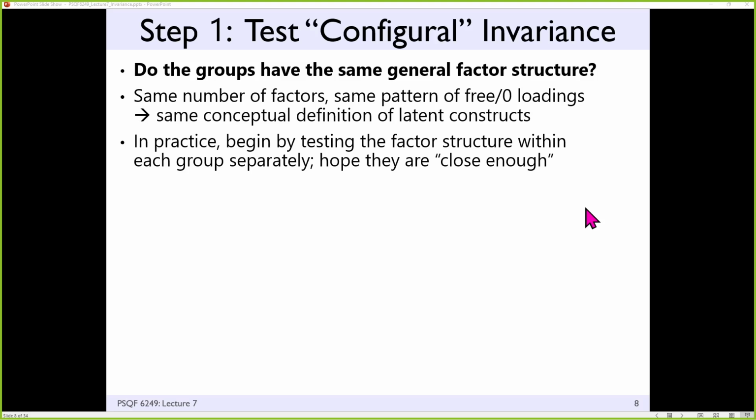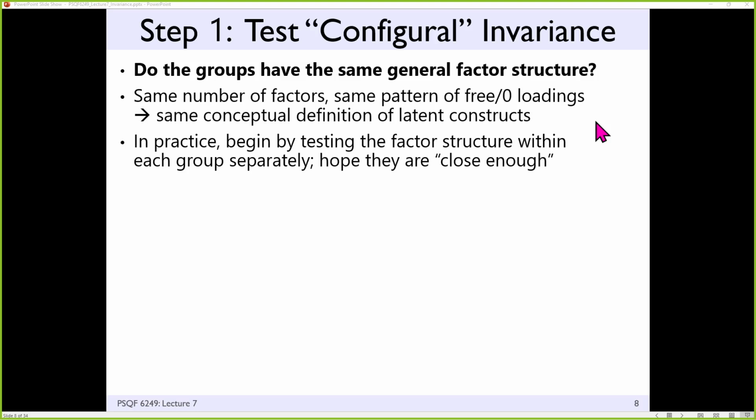Configural invariance means, do the groups have the same factor structure? Does a two-factor model work in both groups? It's at the highest possible level. So the same number of factors, the same pattern of which items measure which factors, and the same conceptual definition. You can have a little bit of wiggle room. One group might have one item that has a cross-loading on the second factor and the other one doesn't. Or one group has an error covariance that the other one doesn't. You can have little differences, but broadly speaking, both groups should measure a factor using the same items in roughly the same way.